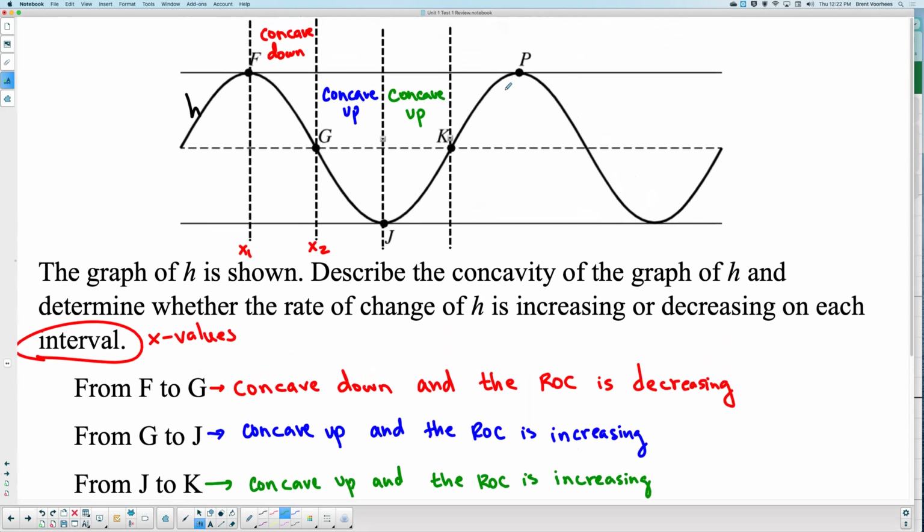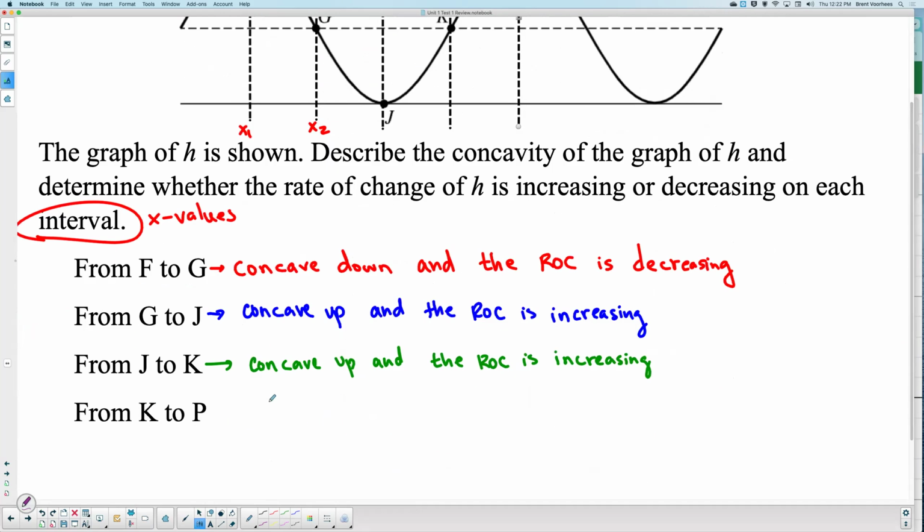Finally, K to P. If you were to put your hands on the graph from K to P, which way would you have your hands to try to cover up that graph? Would you go right side up or upside down? Upside down. What does that mean it is? Concave down. And if we are concave down, then what is true about the rate of change? Decreasing. Hopefully you're noticing the importance of knowing how they're connected together. The graph is concave down, and that means the rate of change is decreasing.